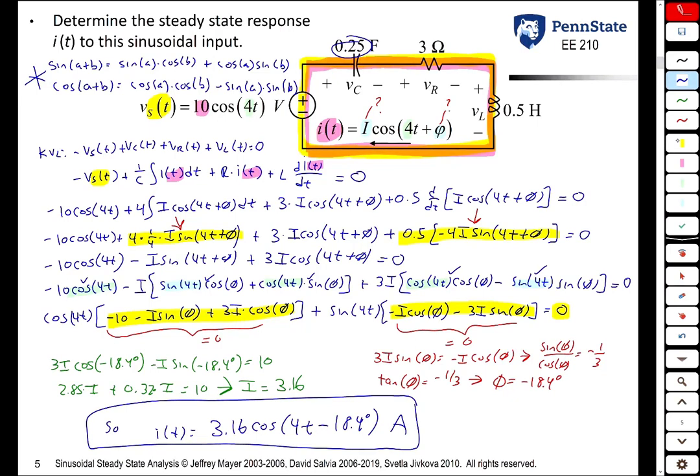We did all that work just to determine what the amplitude of the current is and the phase angle of the current. So look at this page. Look at all the trig we had to do just to find two simple parameters: the amplitude of the sinusoid and the phase angle of the sinusoid.